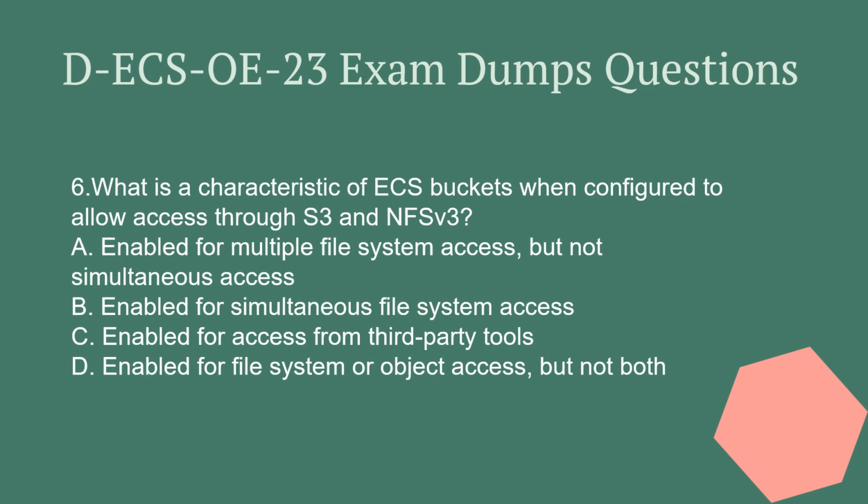6. What is a characteristic of ECS buckets when configured to allow access through S3 and NFS v3? A. Enabled for multiple file system access, but not simultaneous access. B. Enabled for simultaneous file system access. C. Enabled for access from third-party tools. D. Enabled for file system or object access, but not both.